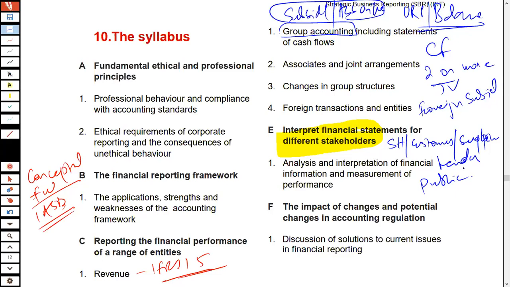This is something that you have to understand: the shareholders, customers, suppliers, every single person usually has a look at the entity from a different perspective. A few people want to look at the financial performance of the entity. A few people would like to look at the non-financial performance of the entity. So this specific area, the interpretation of financial statements for different stakeholders, is going to cover measuring of the performance using the financial and the non-financial aspects. All of them are going to be covered in this specific area.